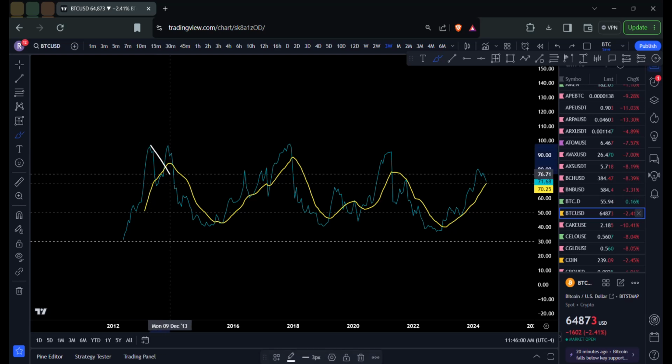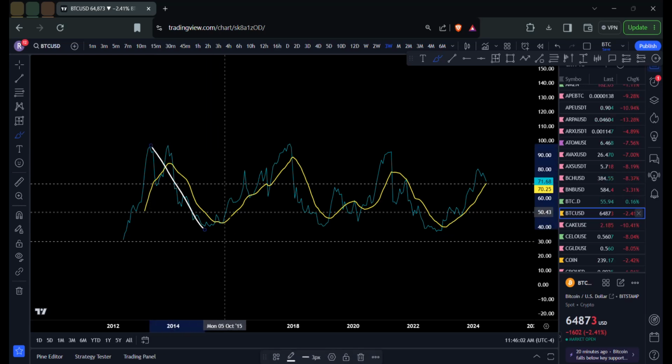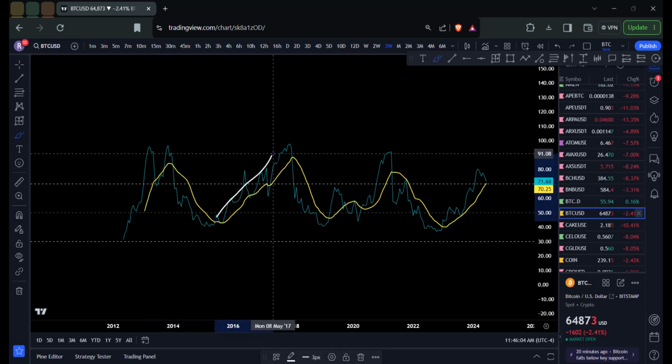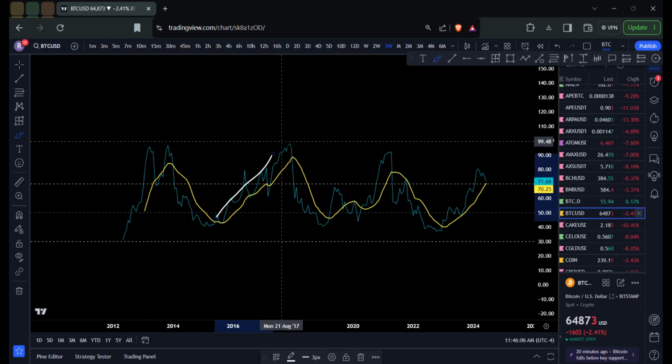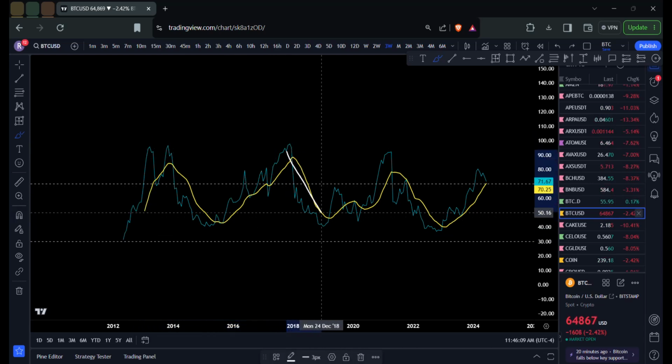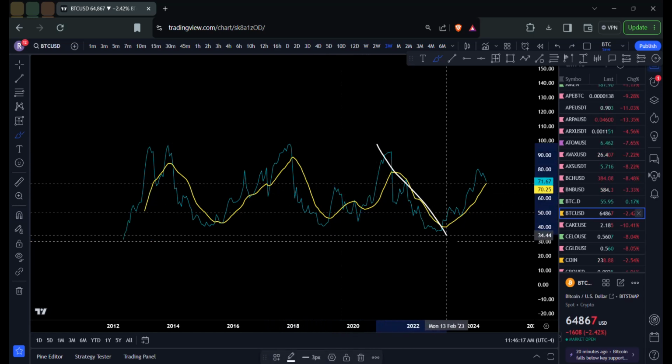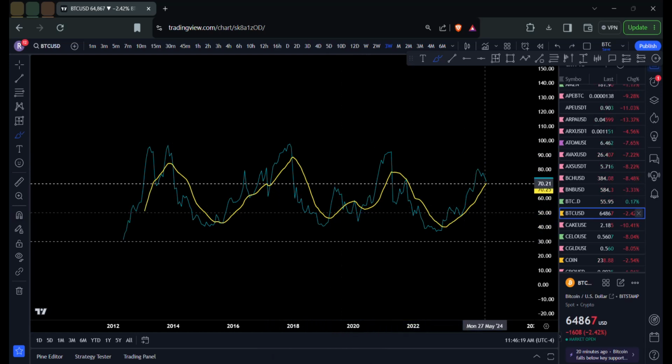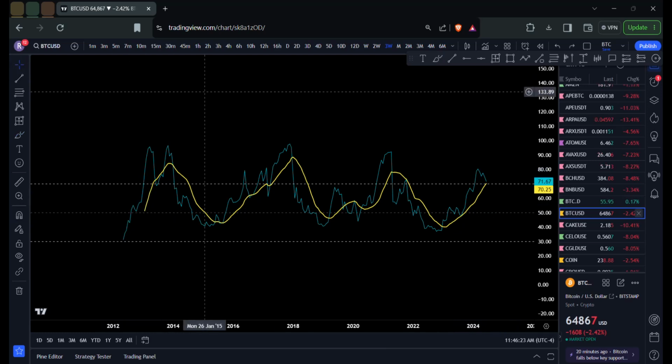So every time it death crossed and we did this, we had major blood. And then every time we golden cross and we did this, we had major gains. And every time we death cross and we did this, we had major blood. And every time we golden cross and did this, we had gains. And then we had blood, and then we had gains, and then we had blood. Then we had gains. And now we're here. And it looks like we're forming a top. And we're about to have some major blood.